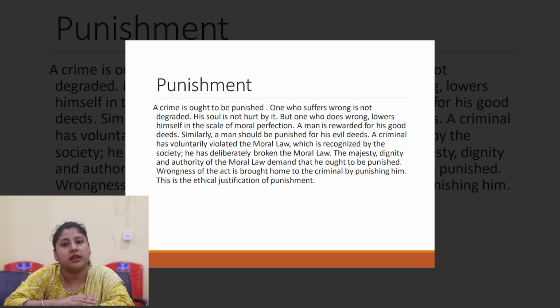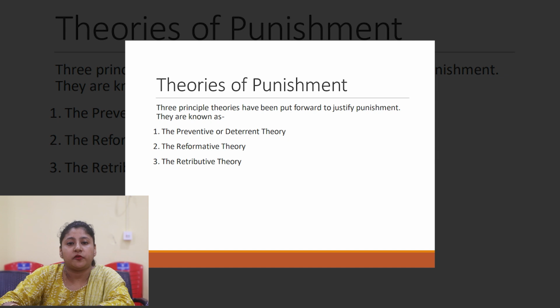For a society to run smoothly, we must need punishment. So there are different theories of punishment. These theories are also very old. We cannot say that these theories are newly developed. They are also as old as time. So there are three important theories of punishment. Let us have a look.